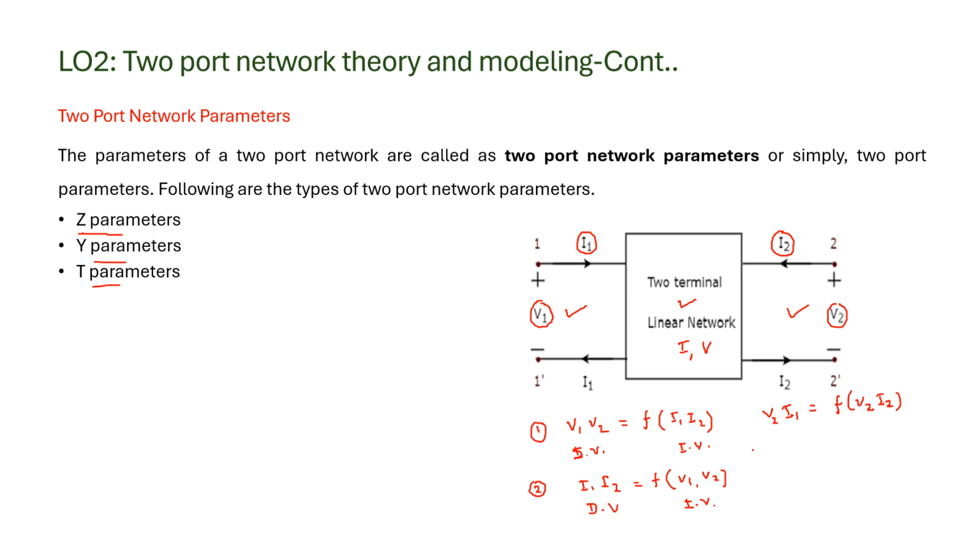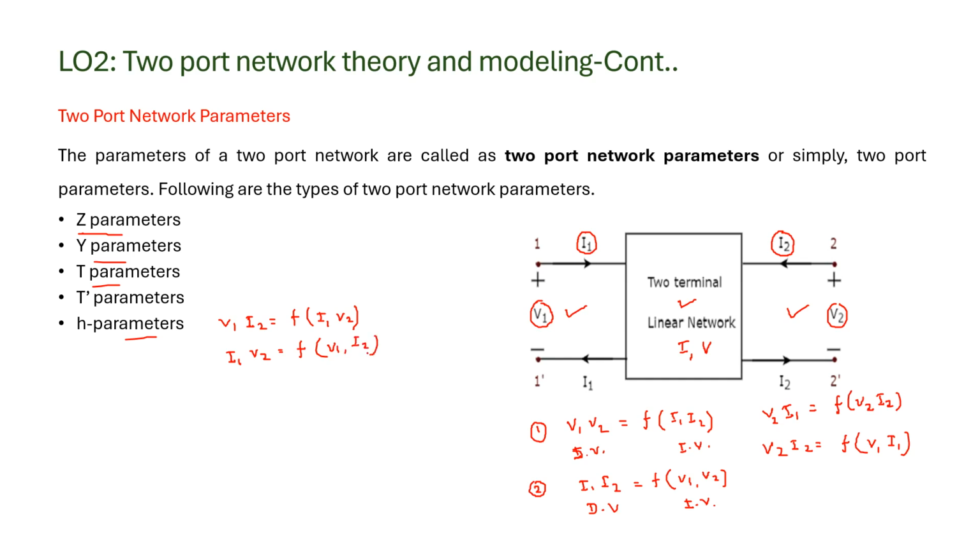If you take it in the reverse fashion, V2, I2 written as a function of V1, I1, then it is called inverse transmission parameters. Then we have H parameters, wherein V1, I2 are written as a function of I1 and V2. And if you write it in the reverse way, I1, V2 written as a function of V1, I2, then we get inverse hybrid parameters. They are called G parameters.